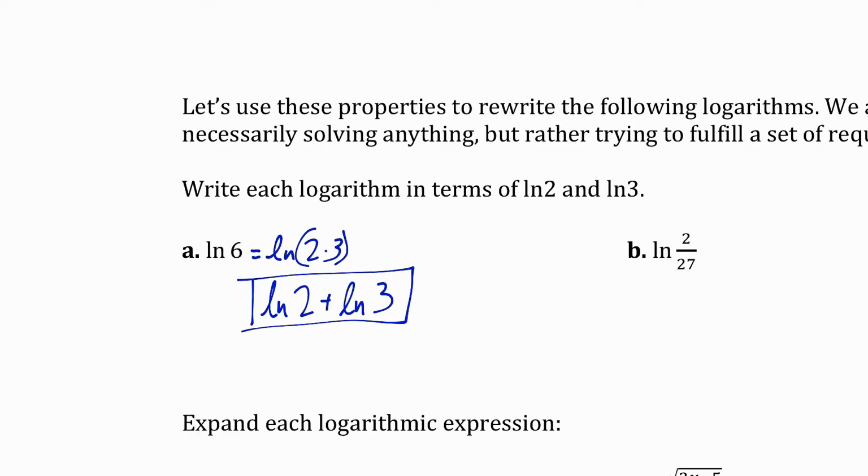Now natural log of 2 over 27, if we use the quotient rule because we have a fraction there, we get the natural log of 2 minus the natural log of 27.